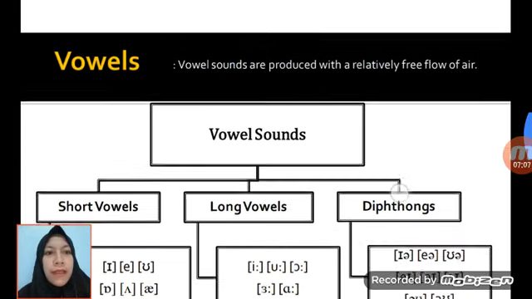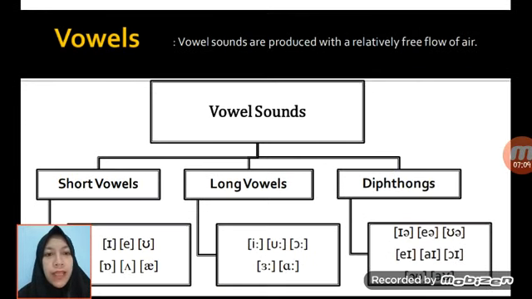Okay, next, vowels. Here are the IPA for vowel sounds, and vowels usually are produced with a relatively free flow of air, so there is no block in our mouth when we are producing these vowel sounds. Basically, we only know that there are 5 vowel sounds, but it turned out there are many vowel sounds in English. They are divided into 3: short vowels, long vowels, and diphthongs.